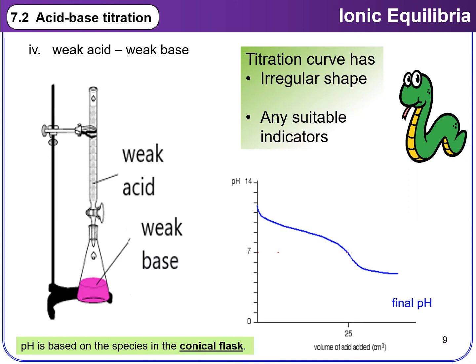For the titration of weak acid and weak base, we can say that the titration curve has an irregular shape and no steep part, and you can use any suitable indicators.